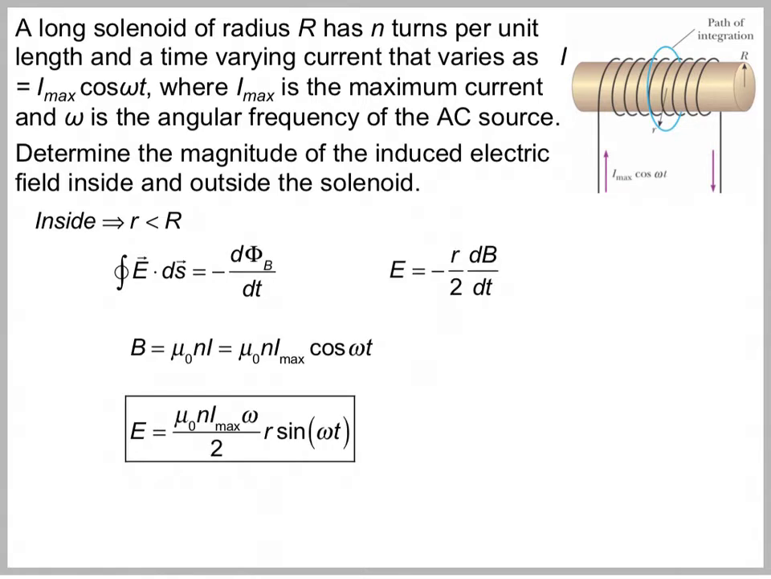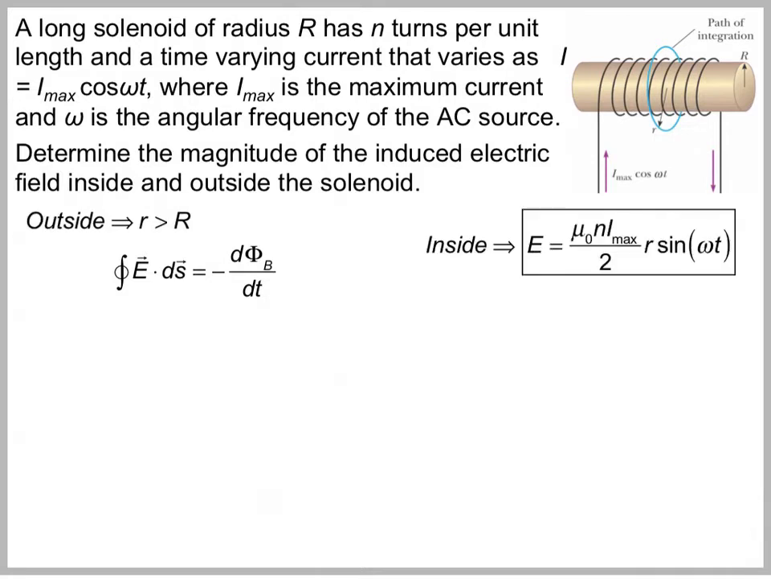We remember that the magnetic field from a solenoid is mu naught n I, which in this case is mu naught n I max cosine omega t. We're taking the derivative of that, we get the final electric field of mu naught n I max omega over 2 r sine of omega t.